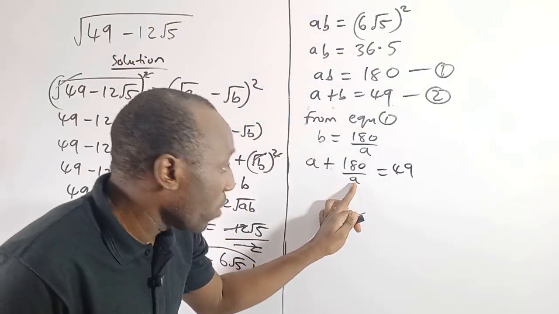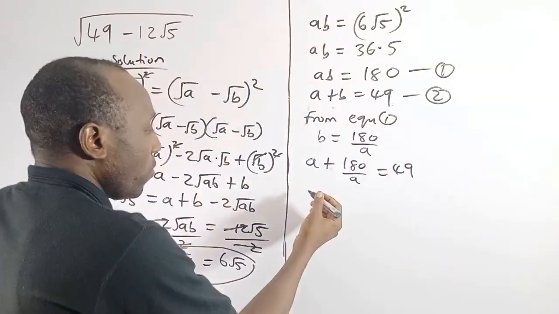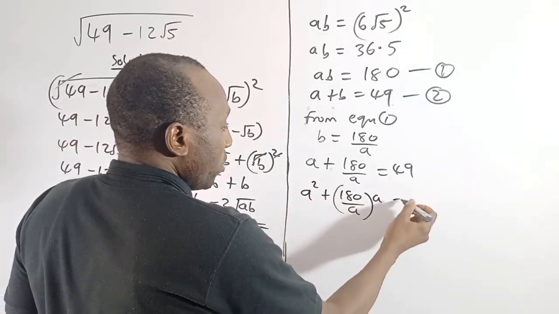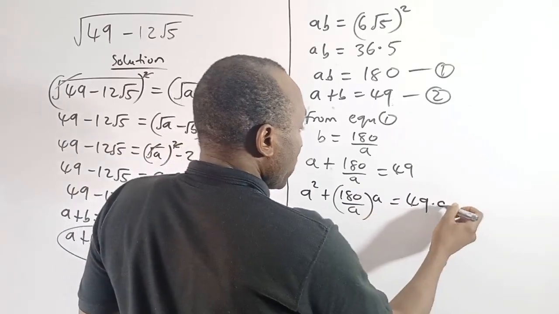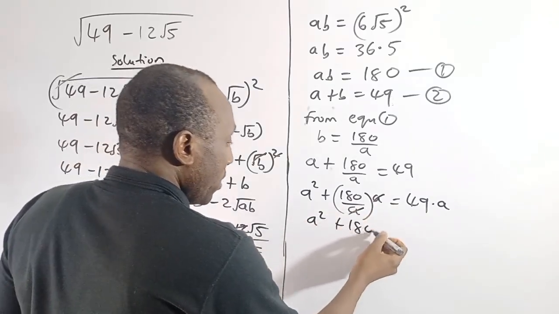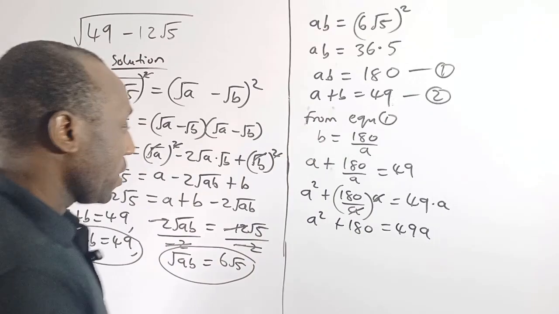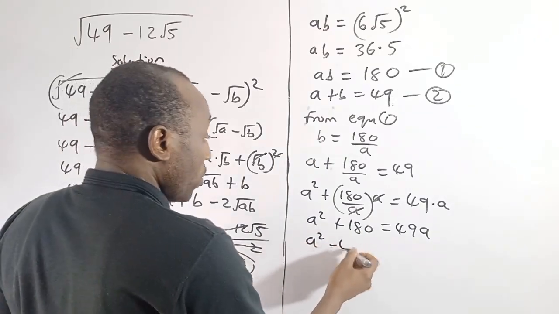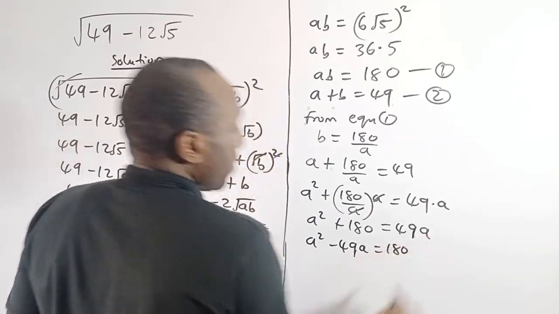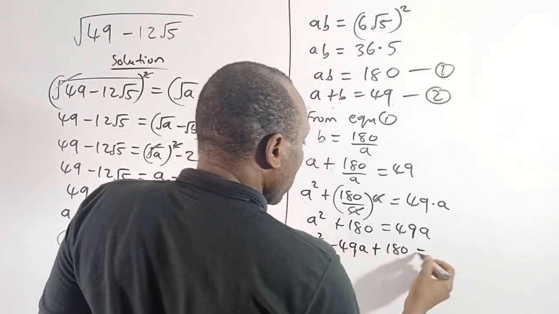If I want to get rid of this A from here, what do? I will multiply through by A. So if you do that, you have A squared plus 180 over A times A. I'll just have to write it there, 49 times A. So A squared, A cancels A. You have plus 180 is equal to 49A. Let's move this over to the left-hand side. You are going to have A squared minus 49A plus 180 is equal to 0.